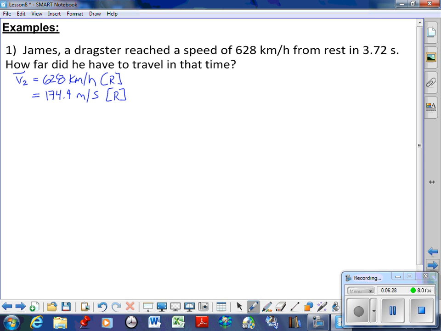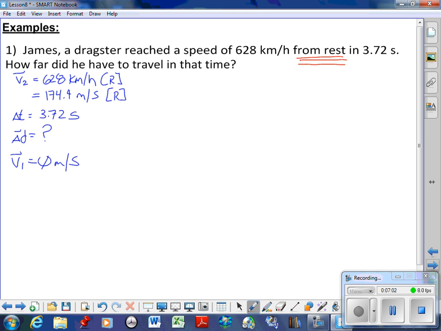Now we're given a time, so we know delta t is 3.72 seconds. And we want to know the displacement. How far did he travel in that time? In order to solve these questions, you need to have 3 pieces of information. There is one piece of information that's given, it's just not in a numeric format. For some of you, hopefully you've noticed it, it's this one right here. From rest. From rest means that they started at V1 equals 0 meters per second.